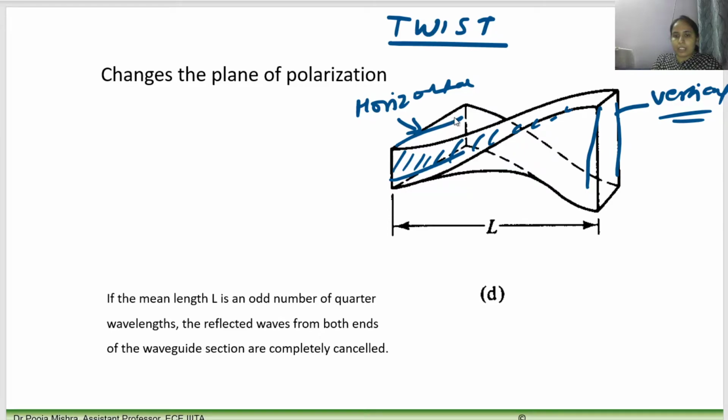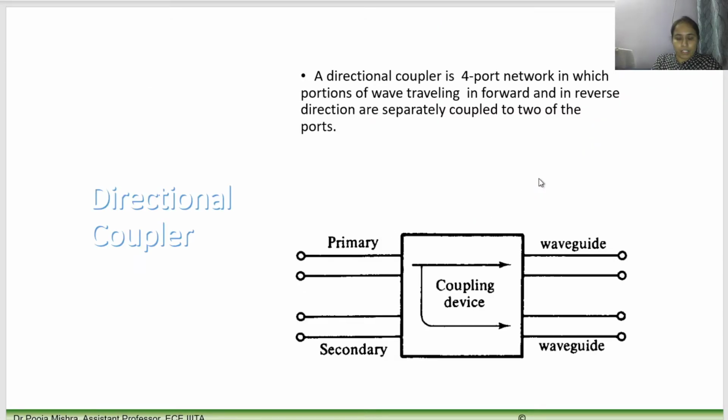You will see in a laboratory that there are various bends and twists, and we use them for different applications. If you want to change the plane of polarization, then you use twists, bends, etc. Also, the length L between these planes of polarization is taken as lambda g by 4 to avoid any reflections. So next comes the directional coupler.